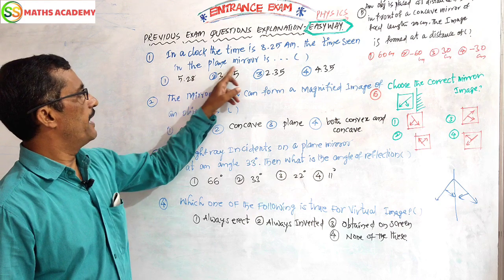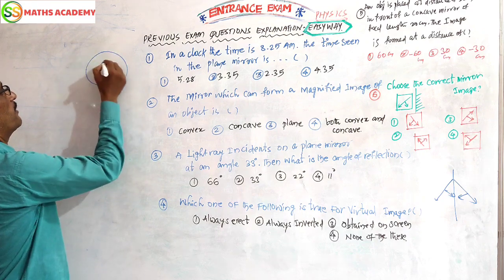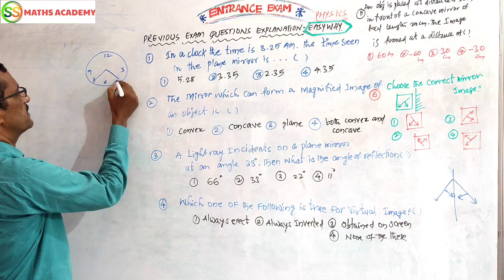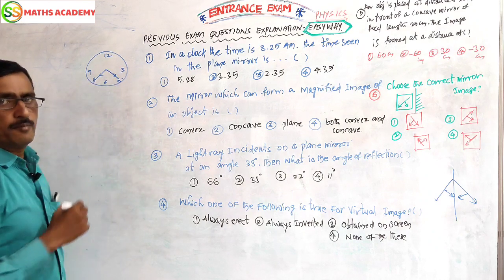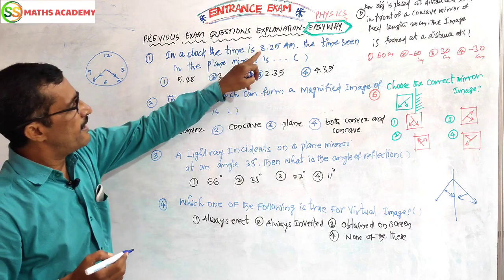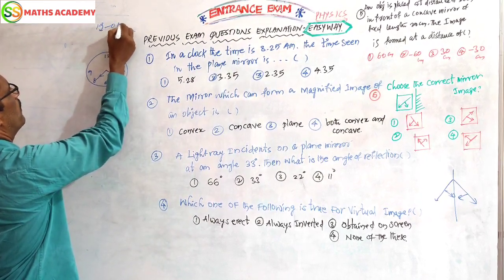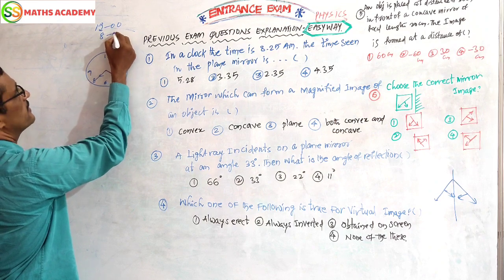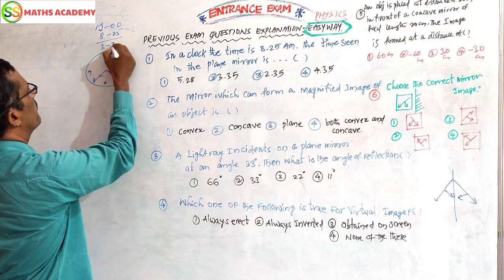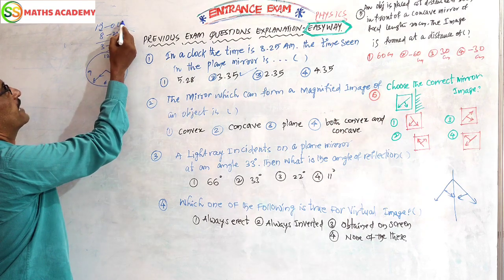In a clock, the time is 8:25 am. The time is seen in the plane mirror. Actually, we can draw one diagram like this: 12, 3, 6, 9. But how do you give the answer very fast? Just subtract this value from 12 o'clock. Immediately the answer is available for you. 12 o'clock minus 8:25. The answer will be 3:35.